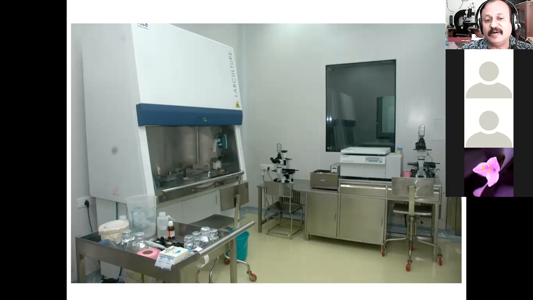So every time before starting the work, a person coming into the room cleans all the walls, the ceiling, and the floor. The ceiling also is coated with epoxy. And only after thoroughly cleaning each and every surface in the room, the authorized people will enter the room and then they will carry out their work.